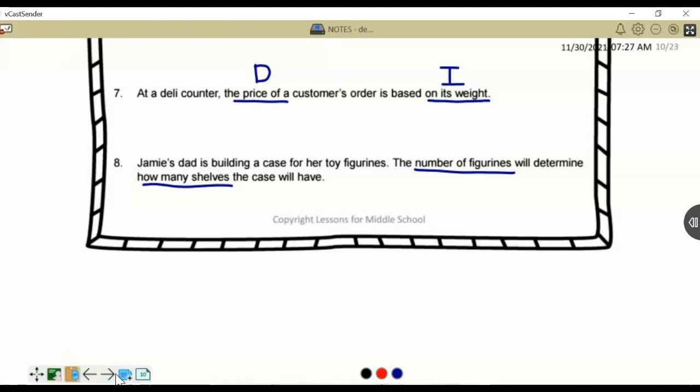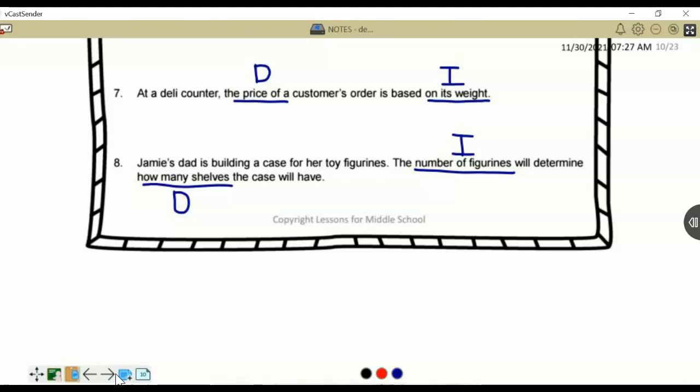Does the number of shelves depend on how many figurines she has, or does the number of figurines she has depend on how many shelves Dad puts in the case? If you said dependent is the shelves, because it depends on how many figurines she has. If she has more figurines, Dad needs to buy more shelves. If she has fewer figurines, Dad needs to buy fewer shelves.